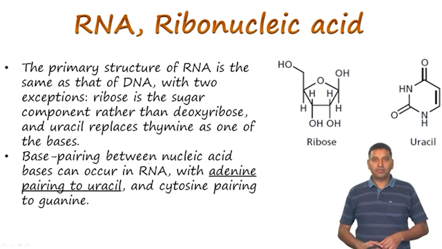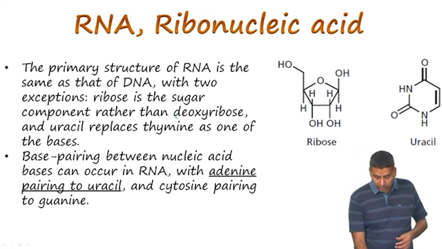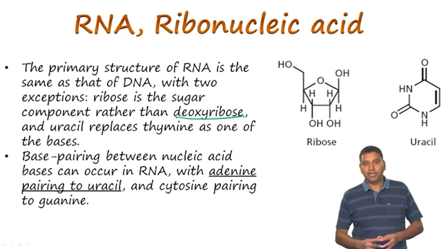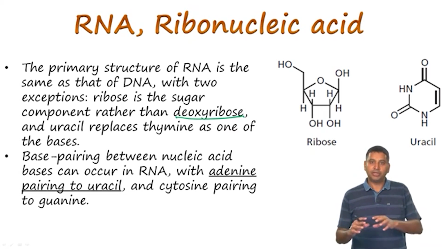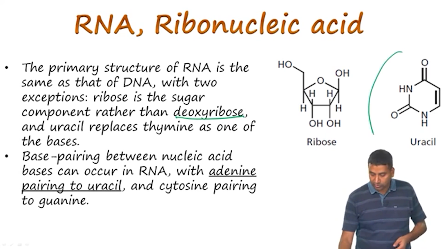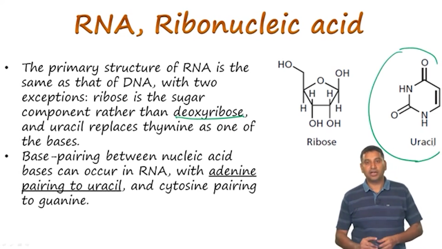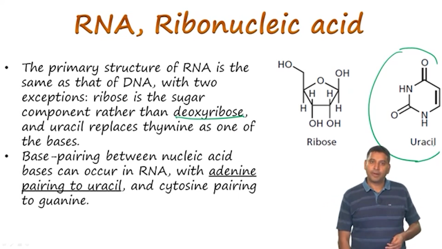Now let us look at the structure of ribonucleic acid, also known as RNA. The primary structure of RNA is nearly identical to that of DNA, except that it has a ribose sugar and not a deoxyribose. Deoxyribose is the main sugar in DNA, whereas in RNA the main sugar is ribose. The base pairing between the nucleic acid bases can occur in RNA with adenine pairing with uracil. That is another difference as far as RNA is concerned. And as with DNA, cytosine pairs to guanine.